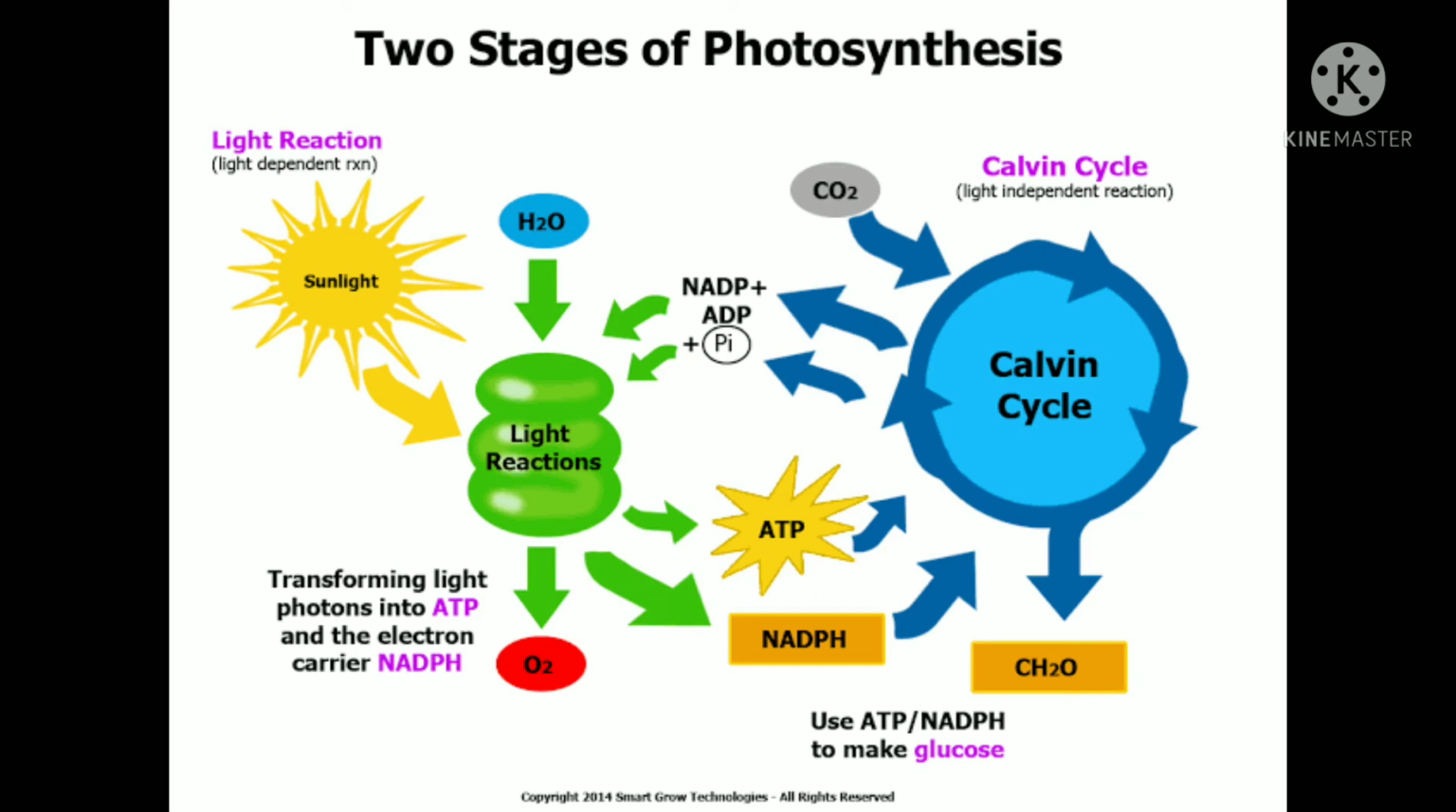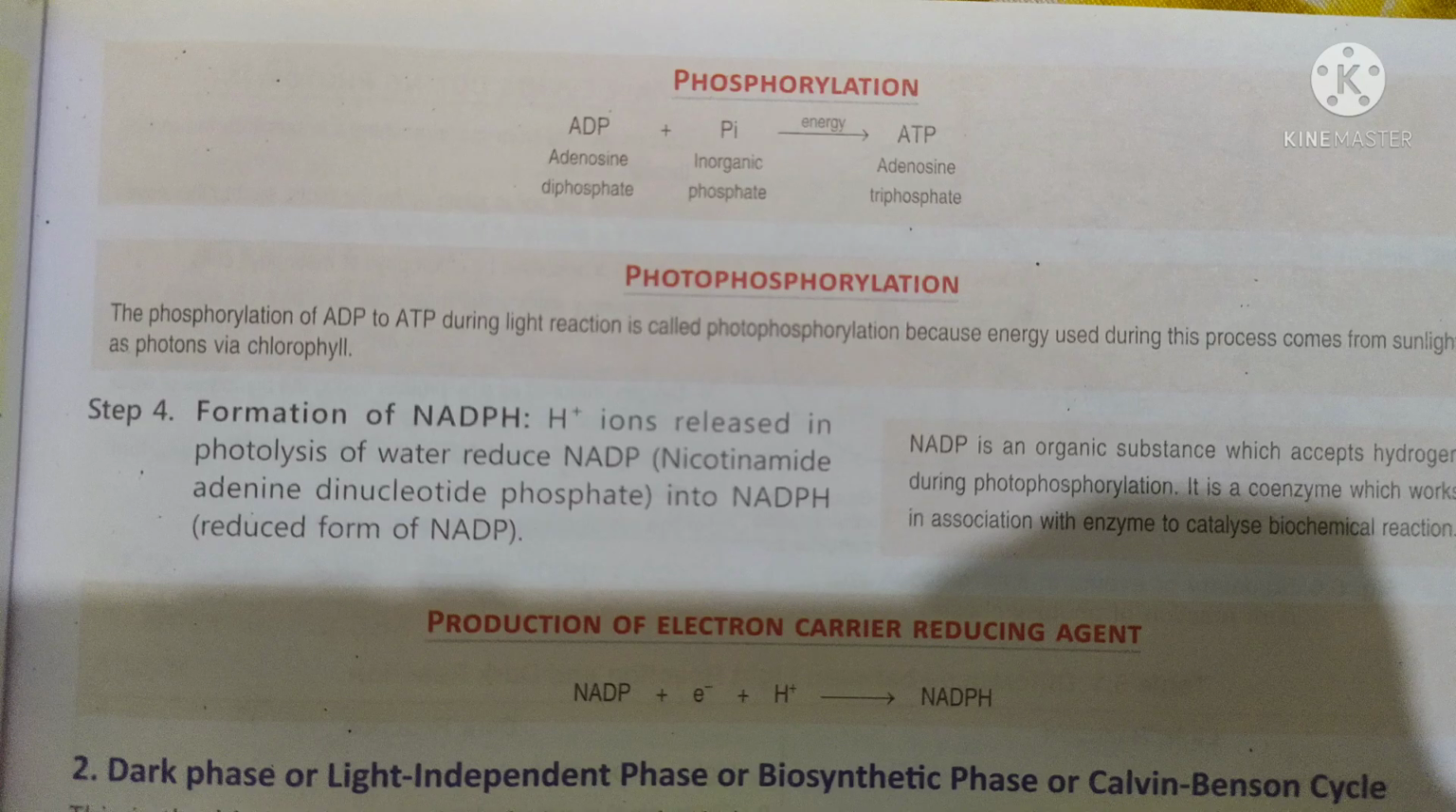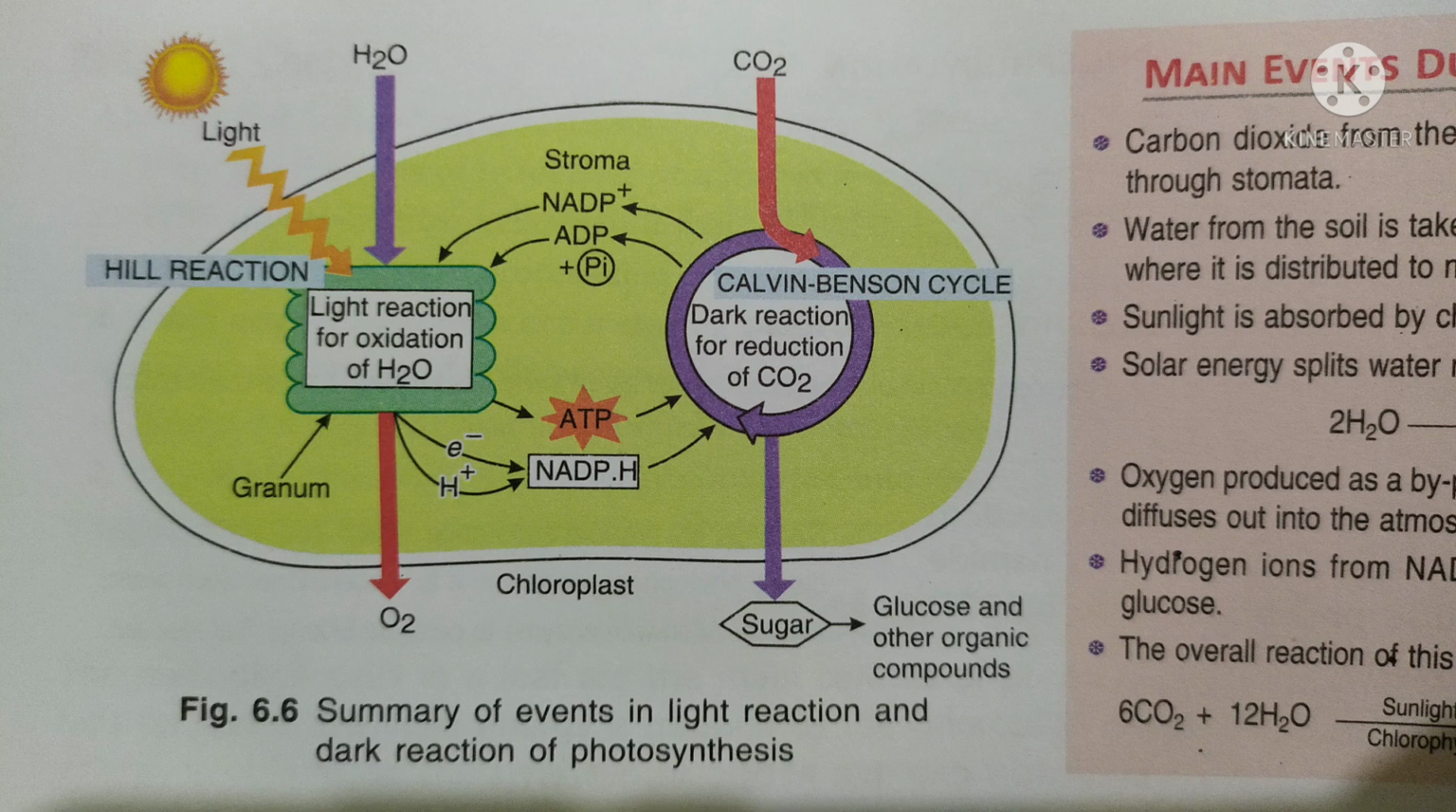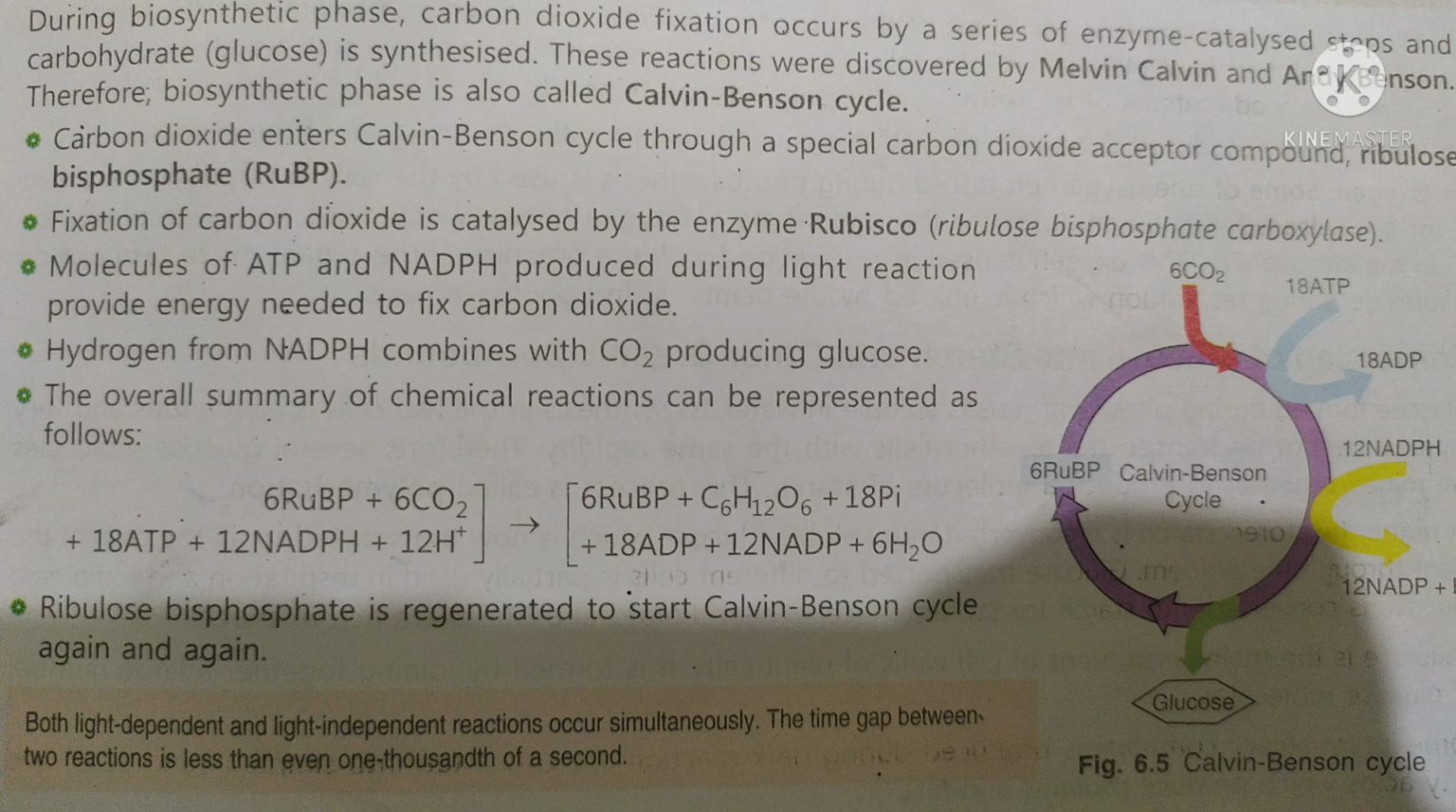The credit for tracing the pathway of reduction of carbon dioxide into glucose goes to Calvin and Benson. So the Calvin and Benson cycle, or C3 cycle, or dark phase, we are going to observe now. Let us see how this cycle operates and what are the reactions involved in this cycle. Each Calvin cycle is completed in 3 phases, that is carboxylation, reduction and regeneration phase.